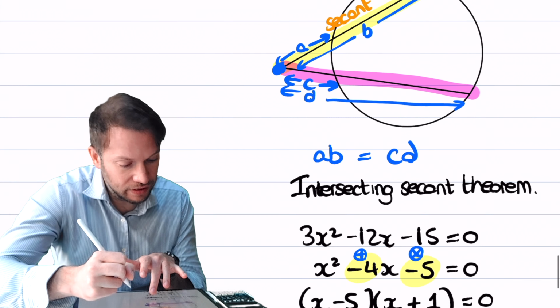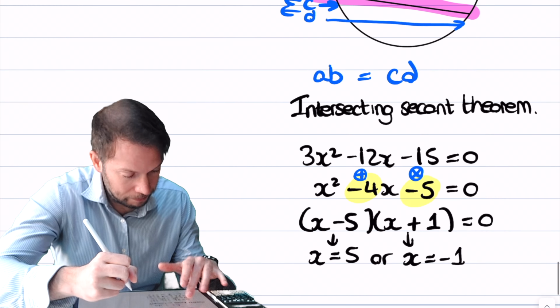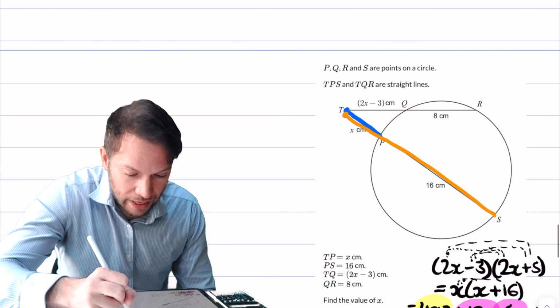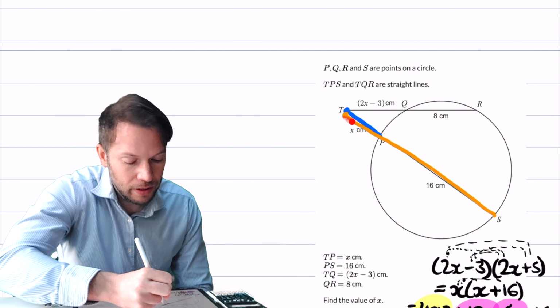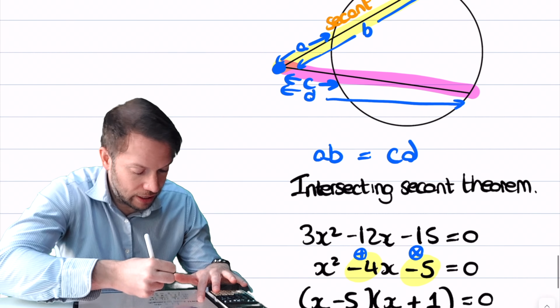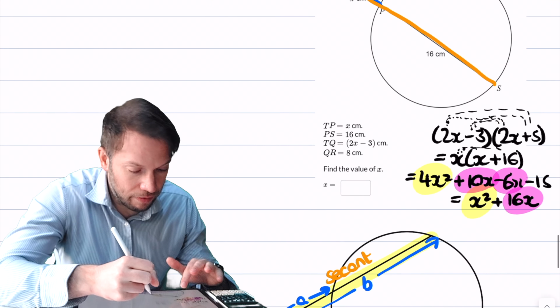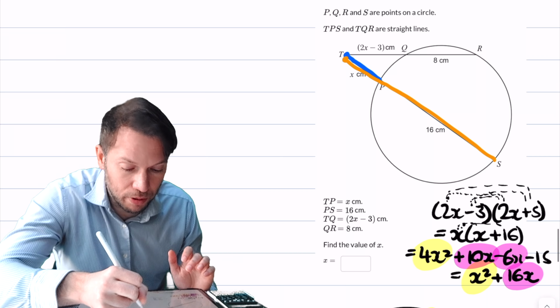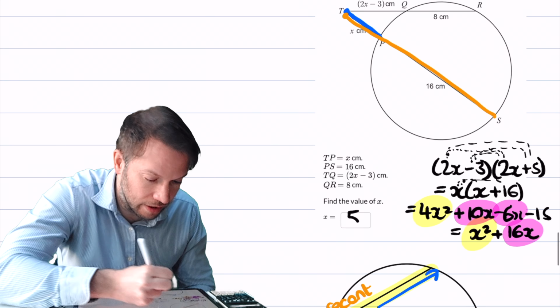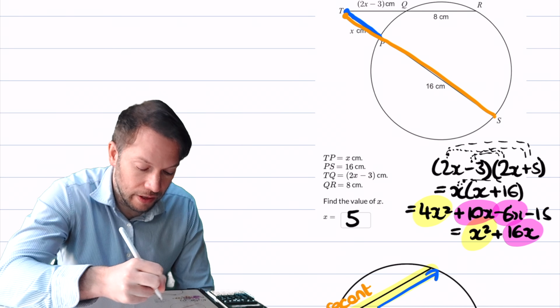Now, in the context of this problem, what could x actually be? Well, we can see that x is a length here on its own. Now, that length can't be negative. You can't have a length of minus 1. So therefore, x must be 5, the positive value. And so that is the answer. x is equal to 5. And we're done.